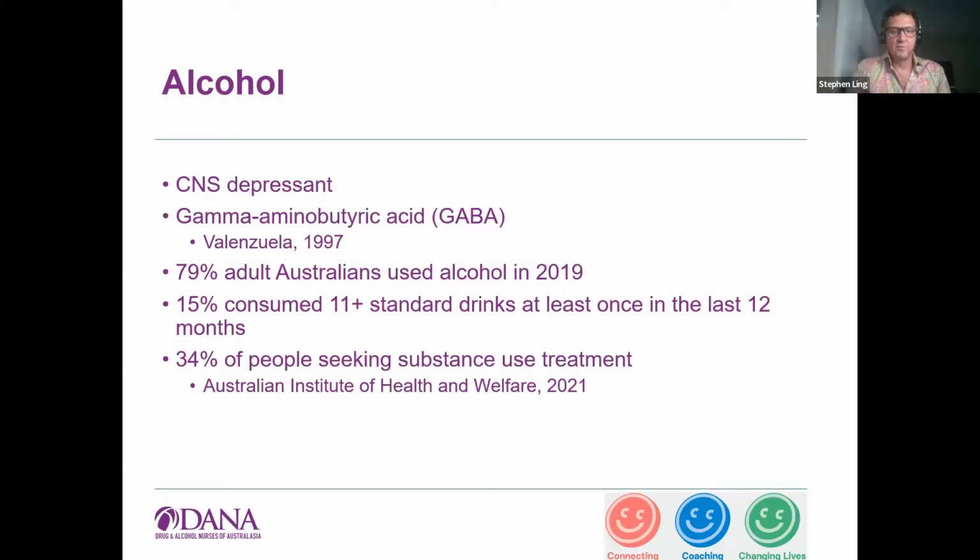So within that 12-month period. Now, of people seeking treatment for substance use disorders, around 34% of people seeking those treatments are doing so as a result of alcohol use. Next slide.